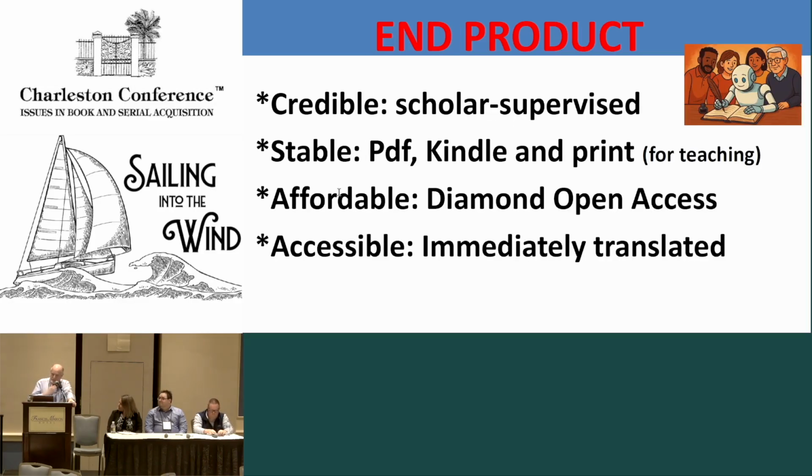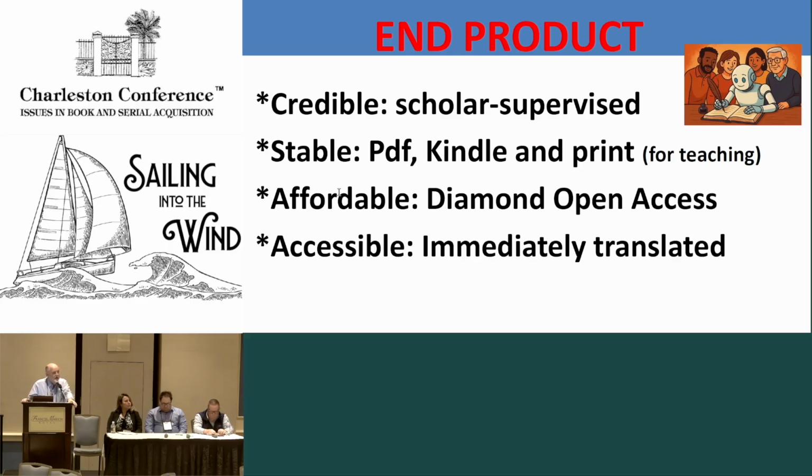We are trying to create an end product that has 4 characteristics. It is credible. That is, a scholar has created it and has approved the content. It is stable, so you can teach from it for pedagogical purposes. We make a PDF, a print book, Kindle, and then, of course, the PDFs are distributed open access, which makes them affordable. And then it's Diamond Open Access. We don't charge anybody anything to work with us. In fact, we pay them. We'll get to that in a minute.